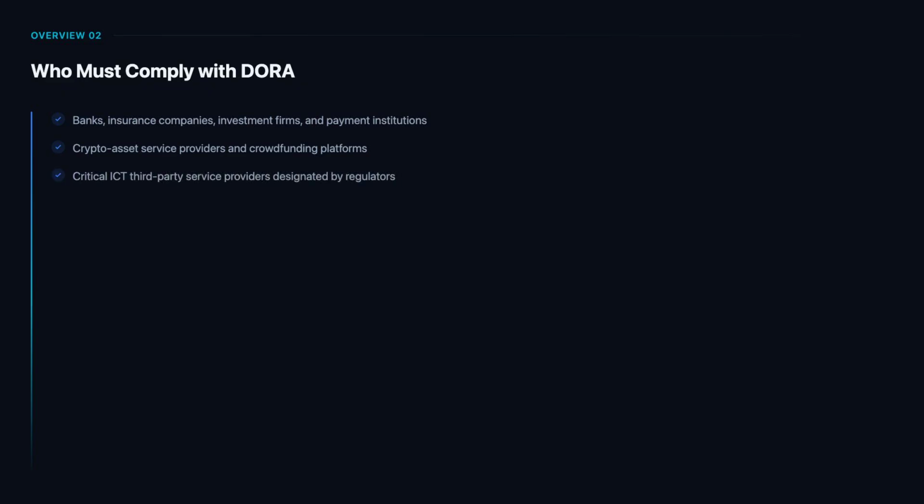Critical ICT third-party service providers designated by European supervisory authorities fall under DORA's oversight framework. This includes major cloud providers, data center operators, and core banking platform vendors. Trading venues, central securities depositories, credit rating agencies, and other financial market infrastructure providers must also comply, ensuring resilience across the entire financial ecosystem.